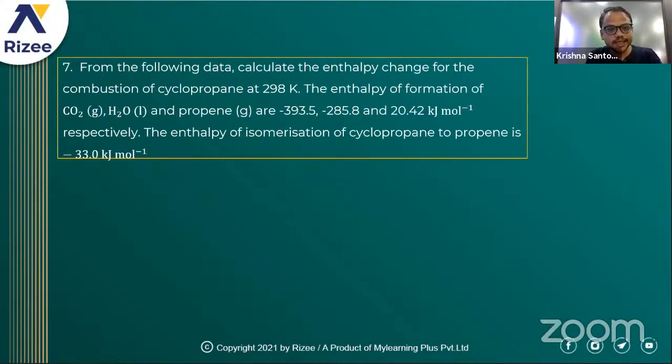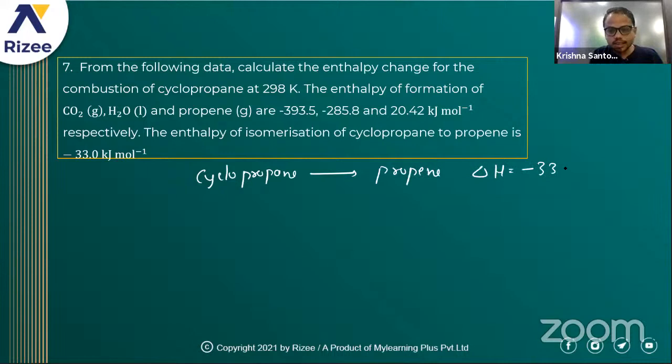So from the following data, calculate the enthalpy change for the combustion of cyclopropane at 298 Kelvin. The enthalpies of formation of CO2, H2O and propene are given. The enthalpy of isomerization of cyclopropane to propene is this one. So first of all, cyclopropane to propene, delta H is given as minus 33 kilojoules per mole.